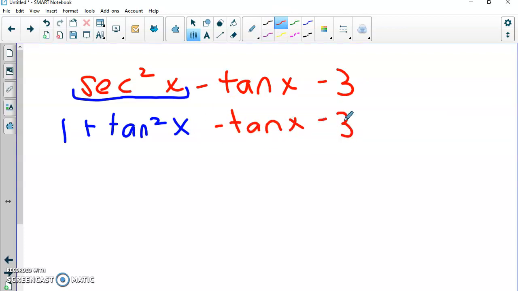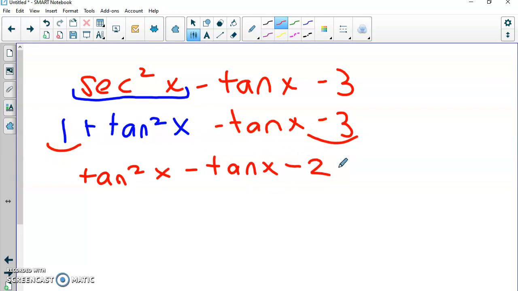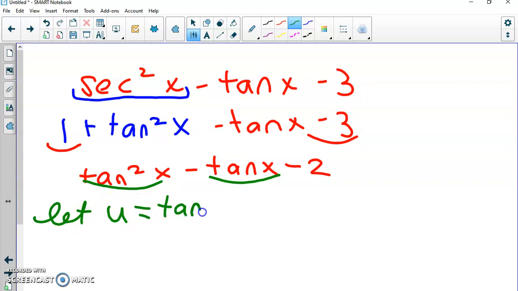Now I have a problem that just has an expression with tangent. Combine like terms, so I need to combine the 1 and the negative 3. So we have tan squared x minus tan x, and then I have 1 minus 3, so minus 2. Now I see that I need to use u substitution with tangent. So let u equal tan x. So I have u squared minus u minus 2.